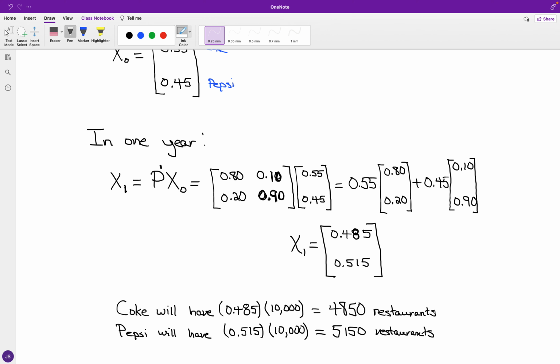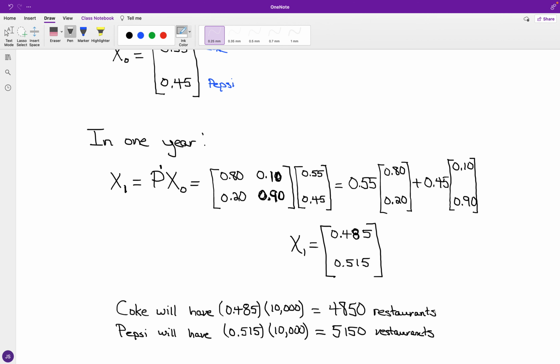So after 1 year, still with the same sample size of 10,000 restaurants, there is a more drastic change than even what I was expecting. You're going to have Coke with 4,850 restaurants serving that beverage, and Pepsi will have 5,150 out of the 10,000 restaurants serving that beverage.